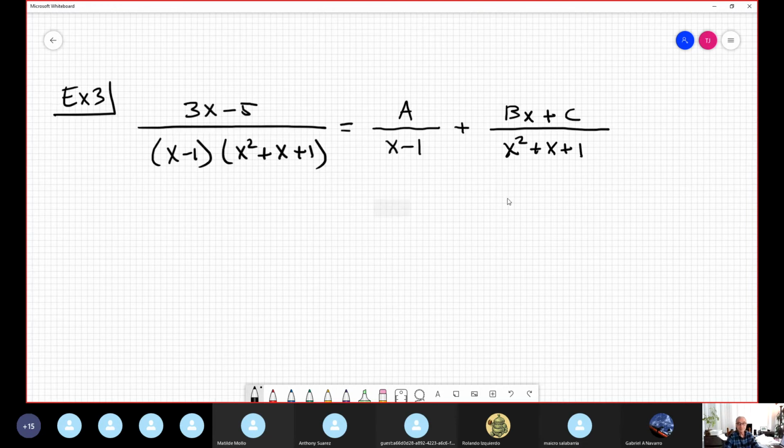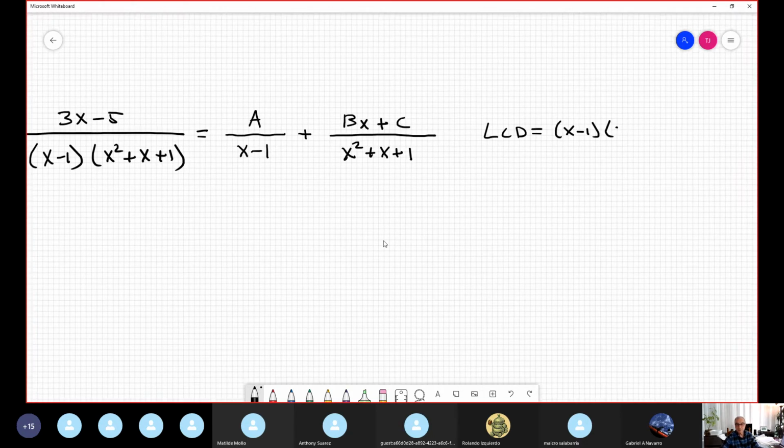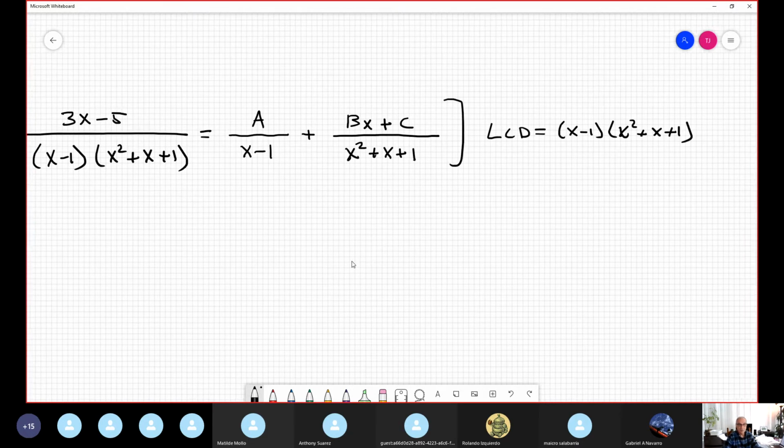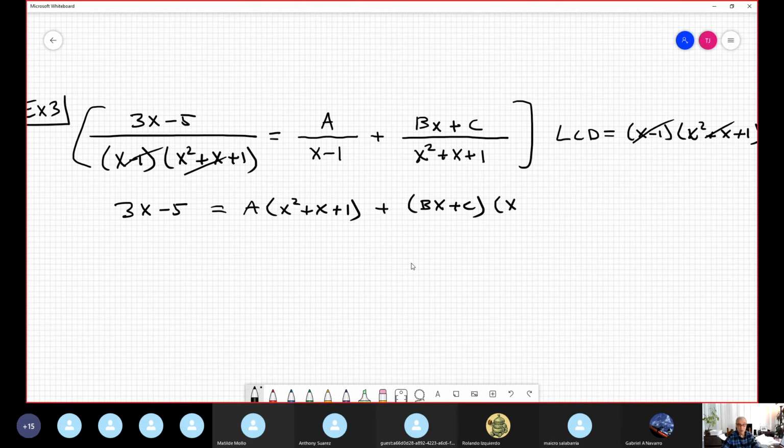LCD. The LCD is both together. And when you multiply everything, you have 3x minus 5. It's obvious, no? This part cancels with this. We have A multiplied by x squared plus x plus 1, plus Bx plus C multiplied by x minus 1. Does everyone understand so far?